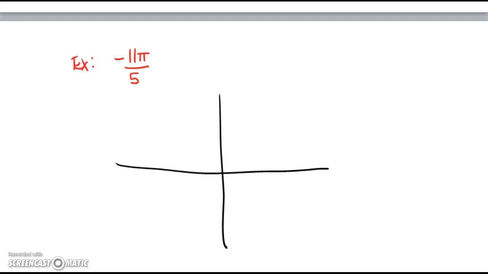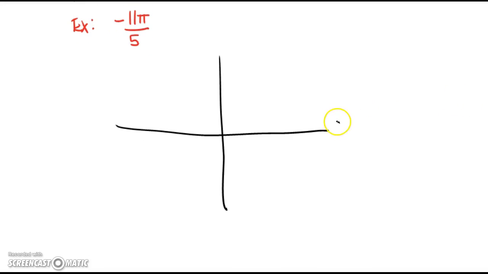So for sketching an angle that's negative, let's take, for example, negative 11 pi over 5. For sketching an angle that's negative, same idea as with degrees, we're going to go in the negative direction. So here's 0 pi, and then we're going the negative direction. So negative 1 pi over 2, negative 2 pi over 2, which is negative pi, negative 3 pi over 2, and then this is negative 2 pi.